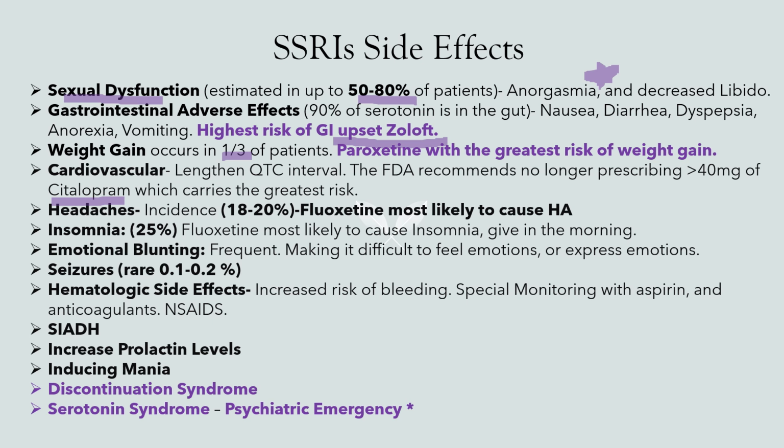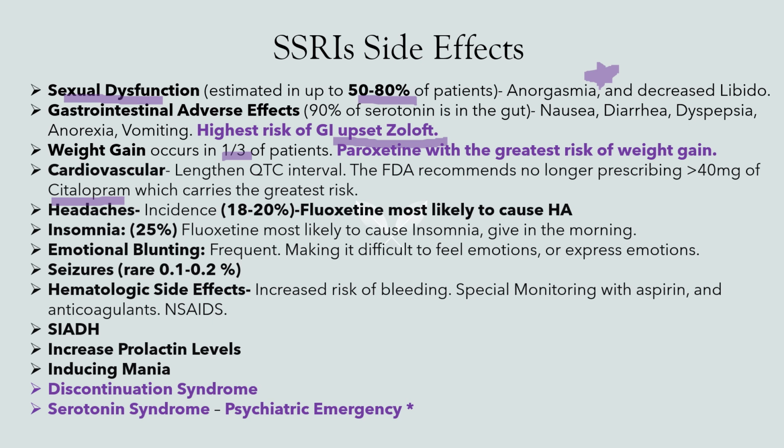Fluoxetine is the most likely to cause the headaches. Insomnia, the incidence is in 25%. Fluoxetine is also most likely to cause insomnia, so you would give this in the morning. Emotional blunting, so emotional numbness, is very frequent and underreported. It makes it difficult for these patients to feel emotions or even express emotions.